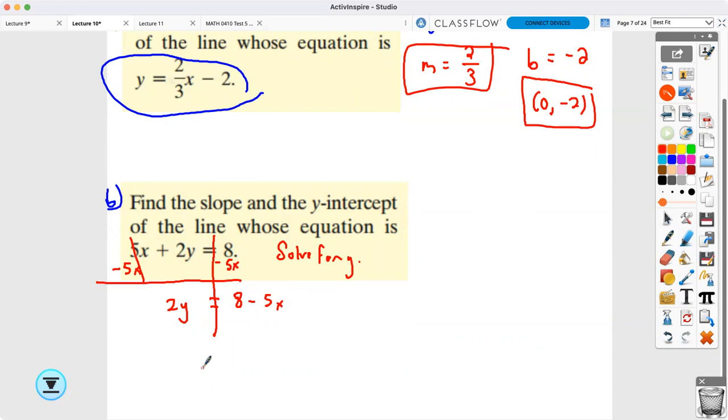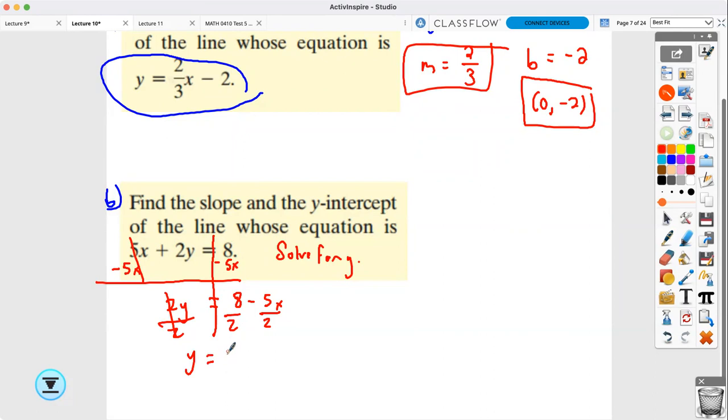Now, is y by itself yet? No, right? How do I get y by itself? What's my final step, everyone? Divide by 2. So I'm gonna divide everything on the right side by 2. So the 2's cancel, so y is by itself. 8 divided by 2 is 4. And then -5/2, that does not simplify, so leave that alone. That's the simplified form, and bring the x next to it.